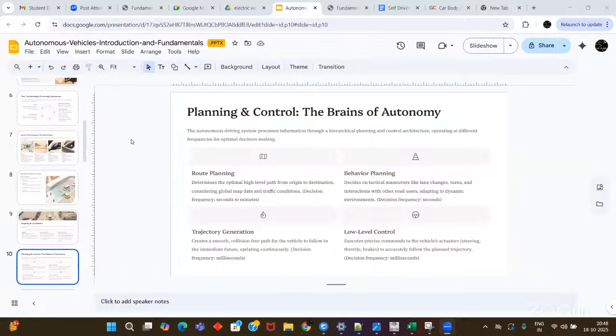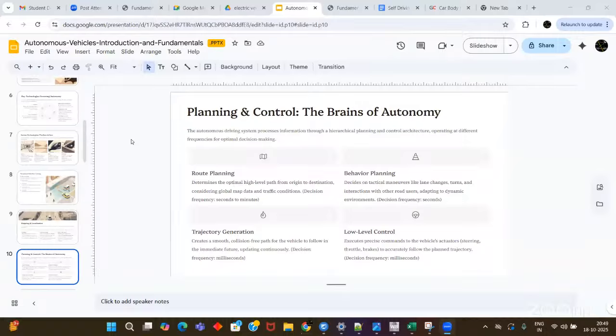Second is the behavior planning. It decides on practical maneuvers like lane changes, turns, and interactions with other road users, adapting to dynamic environments. Decision frequency is at seconds. Then is the trajectory generation, creating smooth collision-free paths for the vehicles to follow in the immediate future, updating continuously. Decision frequency is in milliseconds. So route planning is decision frequency seconds to minutes, behavioral planning is seconds, trajectory planning is milliseconds.